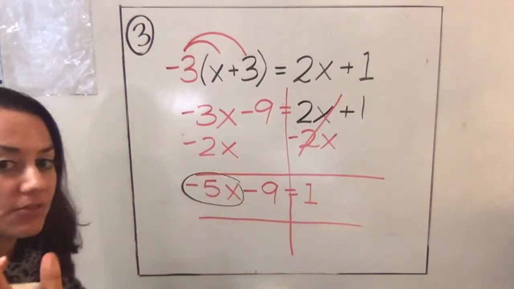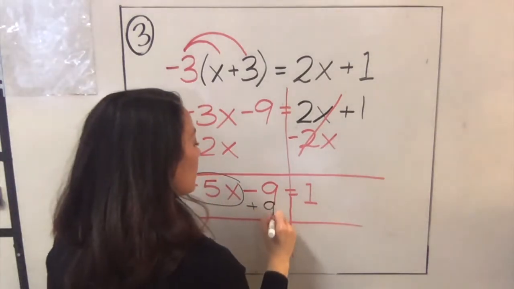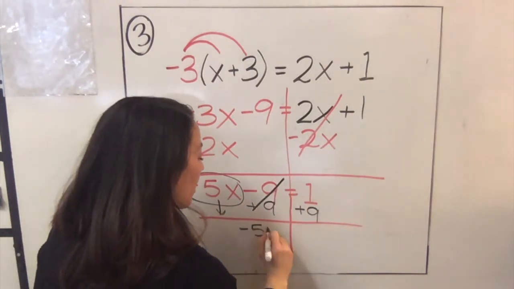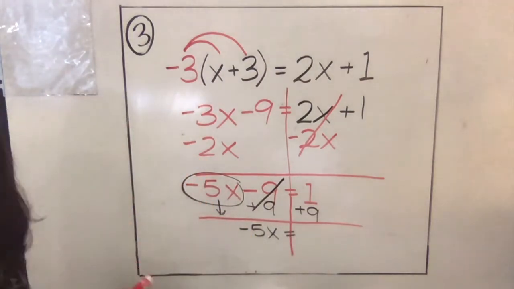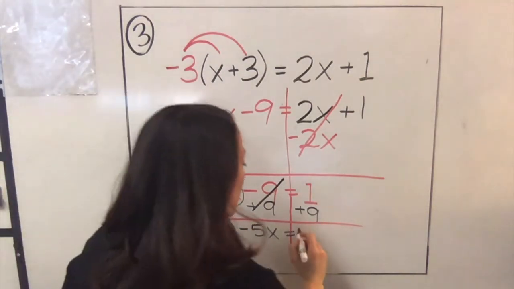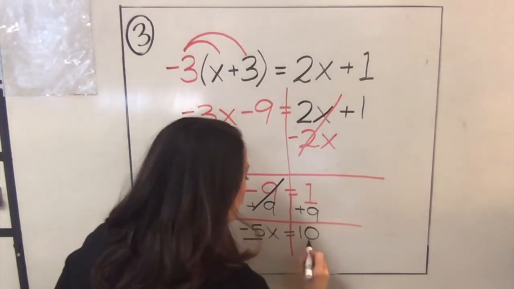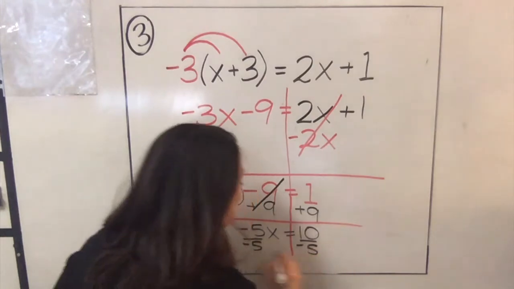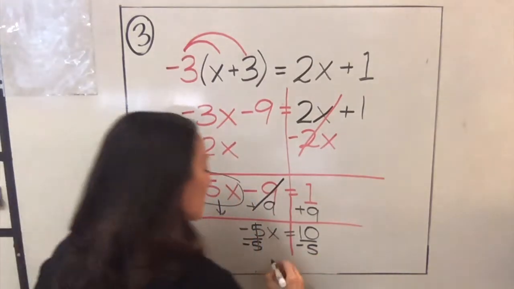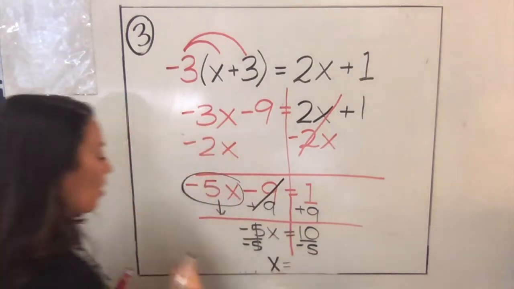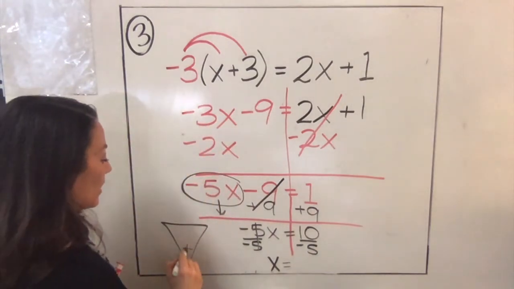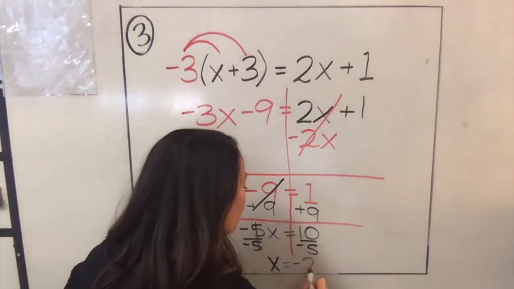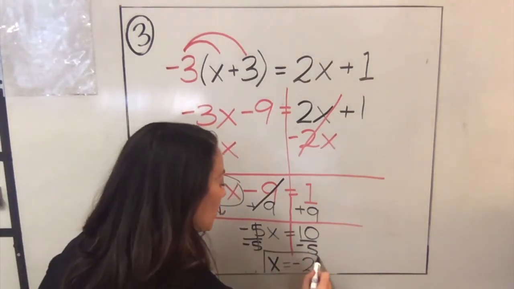What's the opposite of negative 9? It's positive 9. Good. Bring down negative 5x. So negative 5x equals 1 plus 9, which is 10. Very good. Divide both sides by negative 5. So when you divide both sides by negative 5, the 5 divided by 5 becomes 1, and x equals, what is positive divided by negative? It's negative, so negative 2. Good. Box your answer.